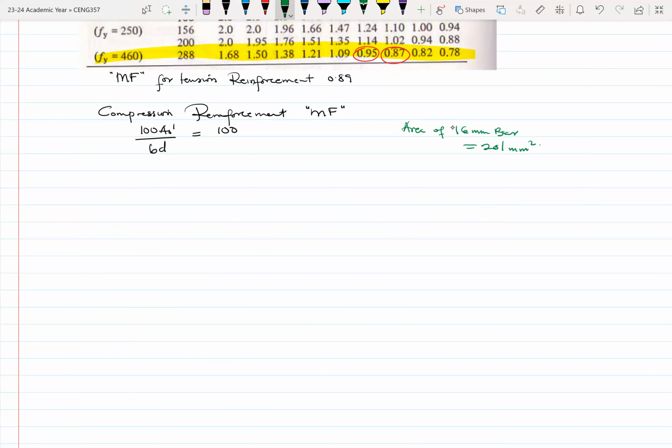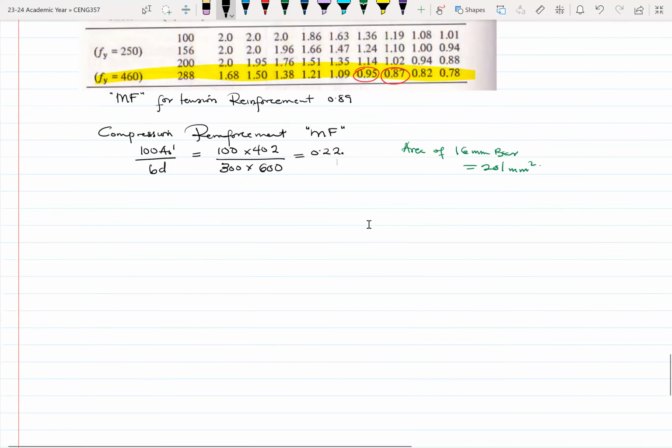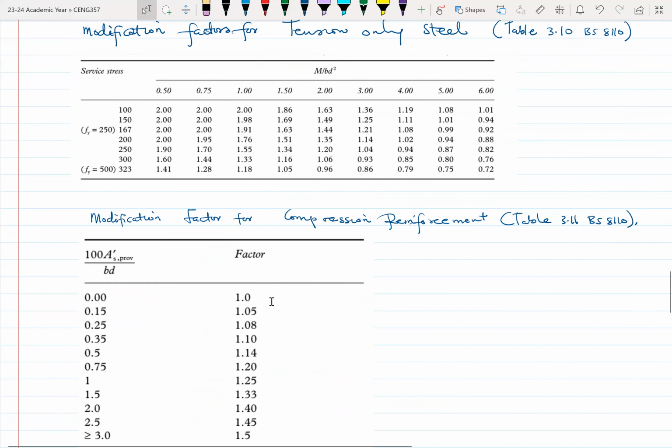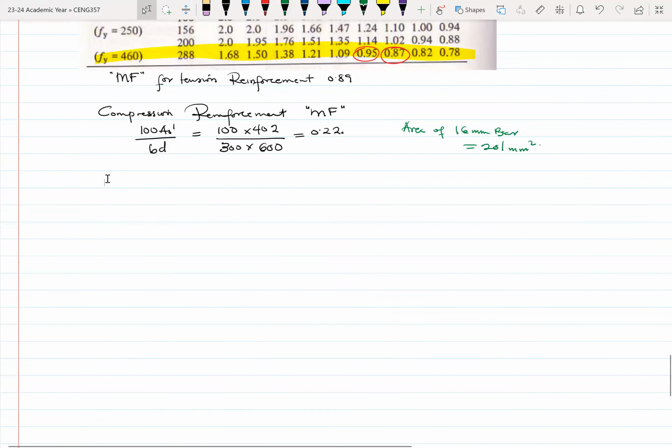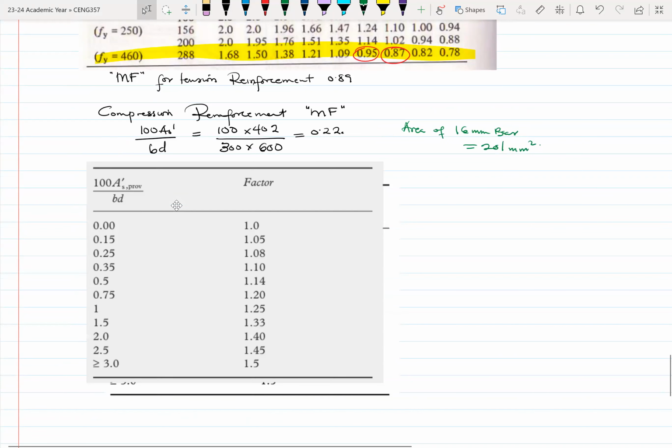So if there are two, that'll give us 402. All right. So 100 times 402, B is 300, D is 600. All right. So this will give us 0.22. Okay. So we come back to this big table over here. Nothing should change. So let me just bring the table back now here so that it makes it easier to follow what is happening. Okay, great. So we got 0.22.